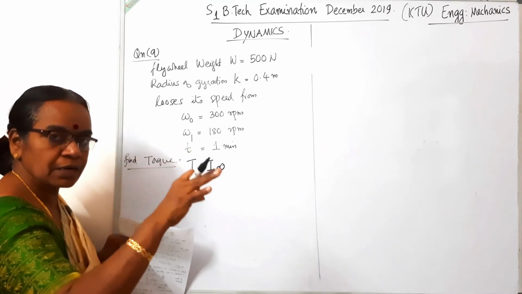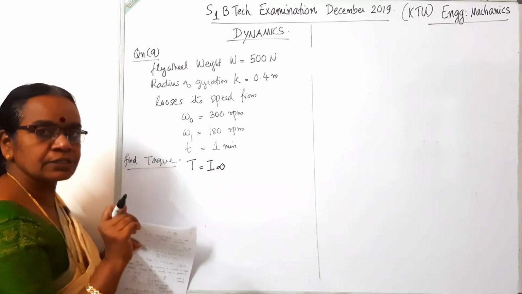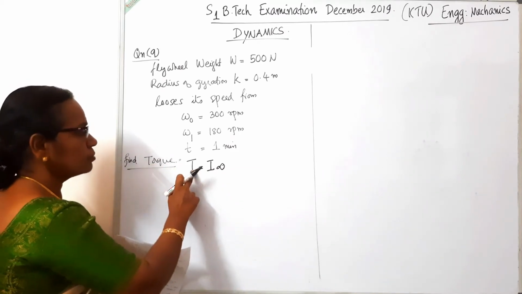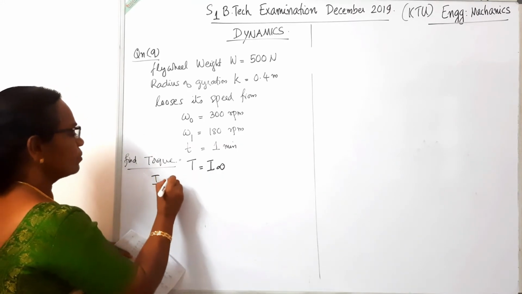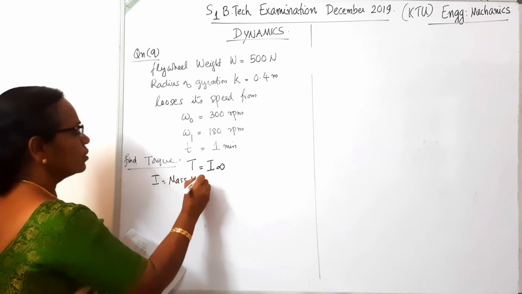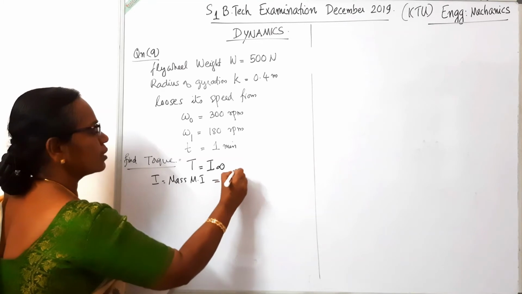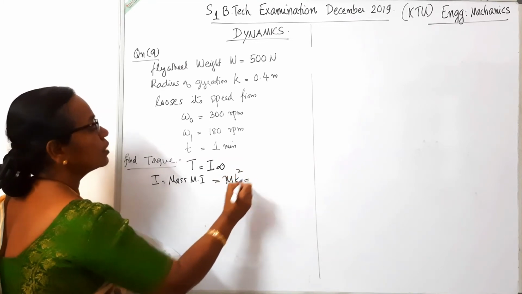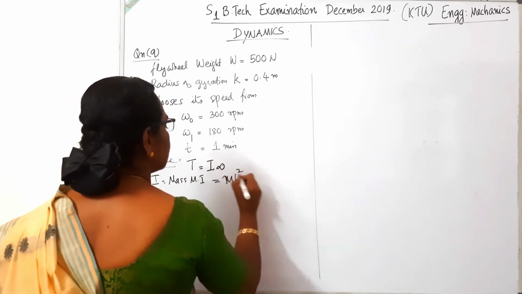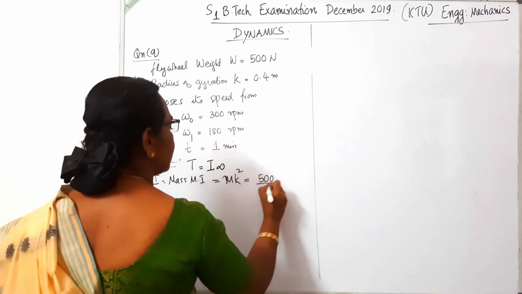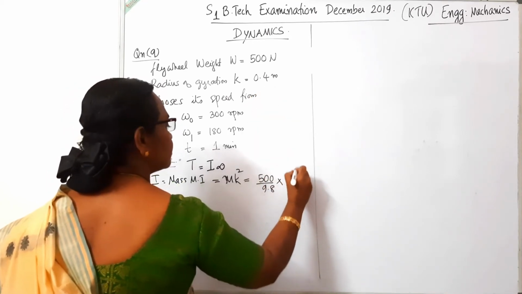Similar to F is equal to ma, T is equal to I alpha. Mass is replaced with moment of inertia, linear acceleration a is replaced with angular acceleration, and instead of force we have the torque. What is I? I is the moment of inertia of the flywheel, given by I is equal to mk square. The weight is given as 500, so 500 divided by 9.8 into k square, 0.4 square.